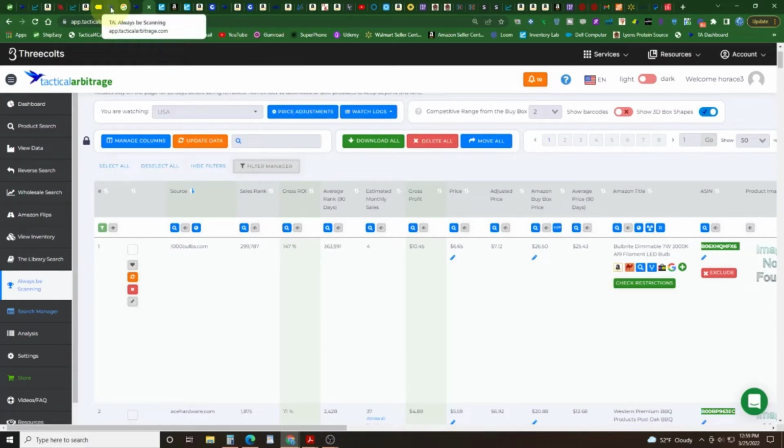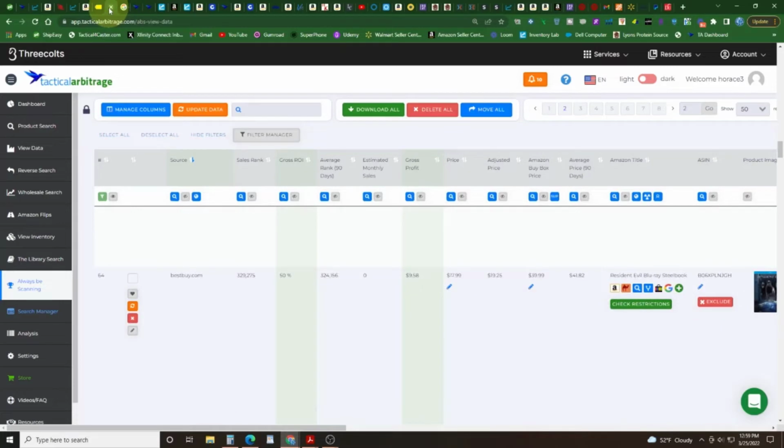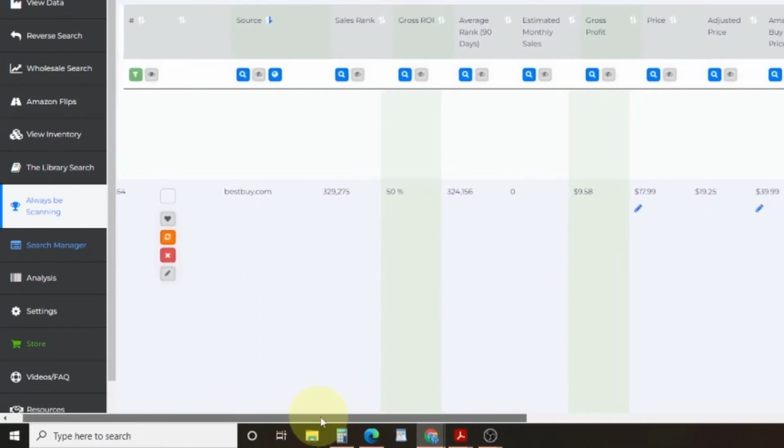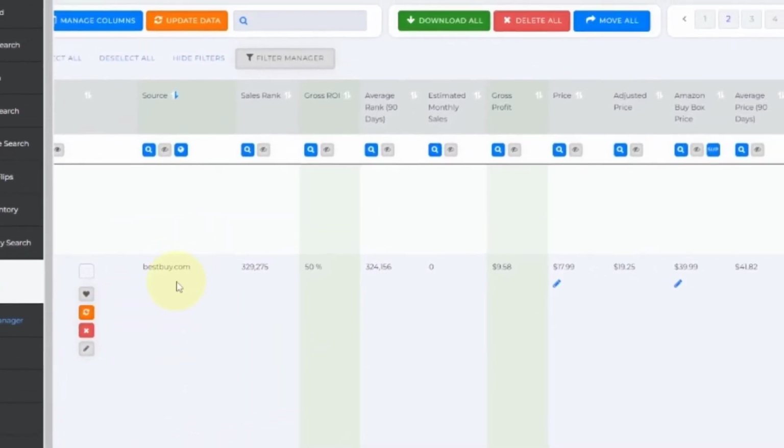Now, let me show you an example. Okay, so here, and again, we're still in Always Be Scanning. I just wanted to show you what I'm looking at at this point. I can see the store. I can see the sales rank. Right away, I can see a return on investment of 50%. Okay, that means I'm not doubling my money. That would be 100%. But I'm getting half of that in addition. Okay, so I'm getting what I paid back plus half of what I paid.